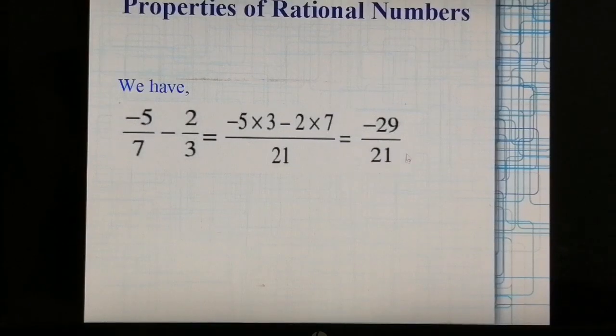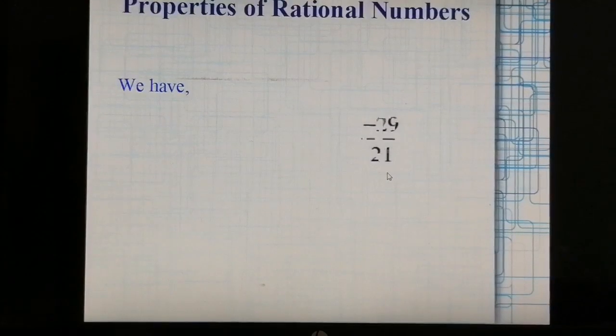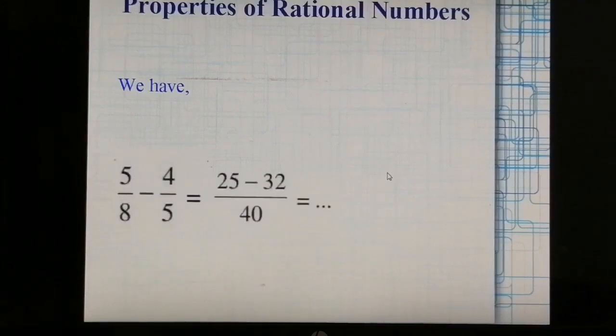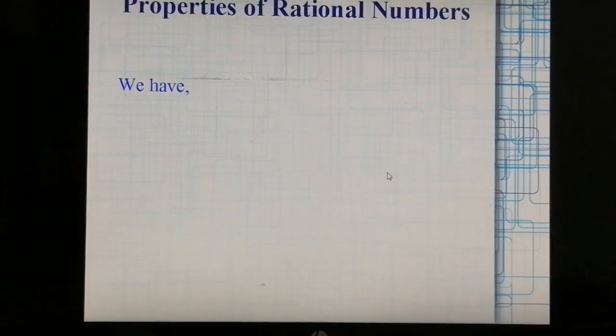What is minus 29 over 21? Is it a rational number? Yes. You can see numerator and denominator both are integers and denominator is not equal to 0. And we check for a few more examples.